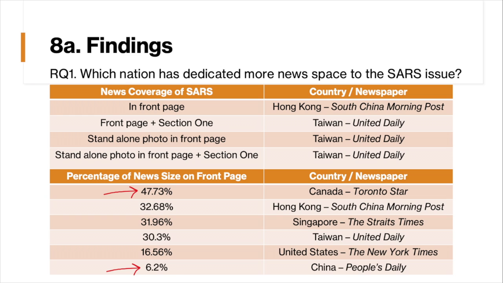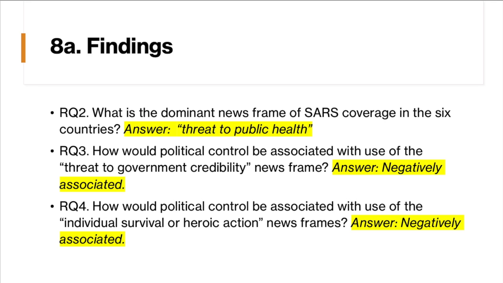But then when you looked at the percentage of the news sites on the front page, the results were completely different, and it was actually pretty telling because at 47.73, Canada's Toronto Star covered the most on the SARS issue, and for China's People's Daily, only 6.3% was allotted. So this actually kind of tells us that China did cover the issue, but maybe it just seemed to downplay its importance. Okay, let's quickly wrap up with all of the research questions.